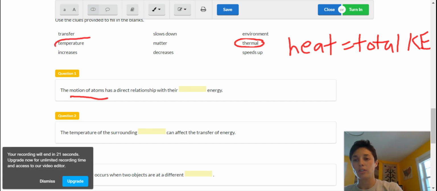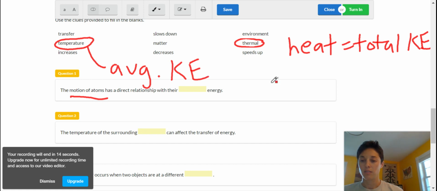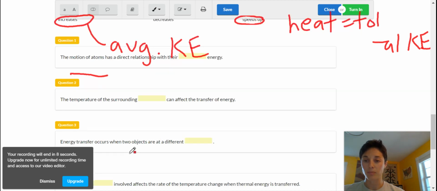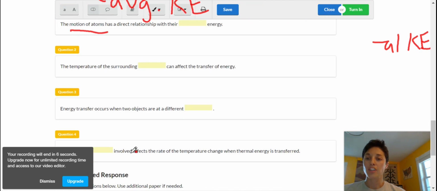Temperature is going to be the average amount of kinetic energy. So when we look at the temperature, we're just averaging out the amount of motion of the atoms. And lastly, energy transfer occurs when two objects have different temperatures.